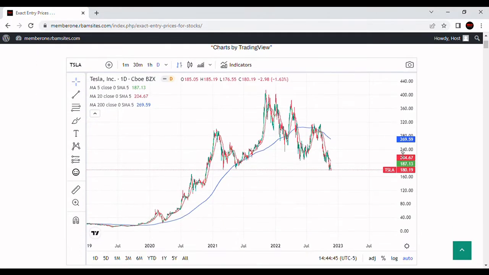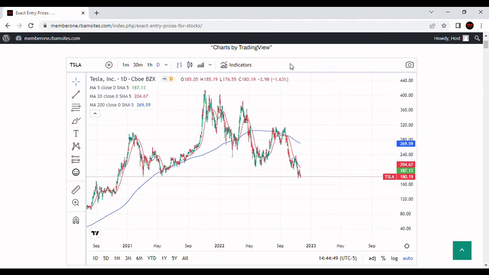So let's take a look real quick at this chart. We have a chart of Tesla up here. It's a daily chart. Nothing fancy about it. And again, we get them from TradingView. You can get them from TradingView for free. Just go over to tradingview.com. So let's take a look real quick and see what's going on.